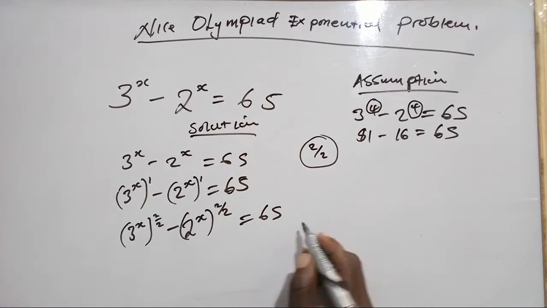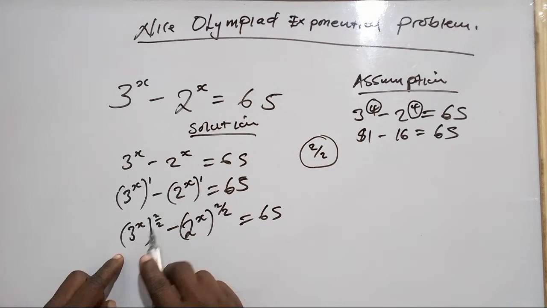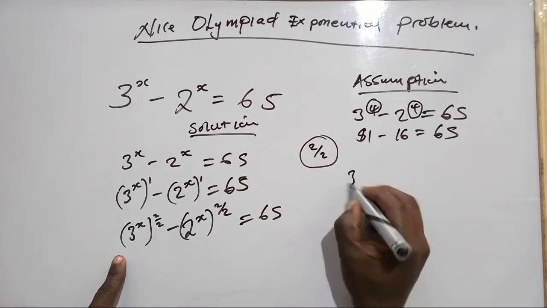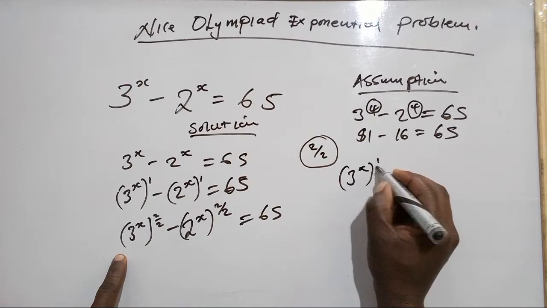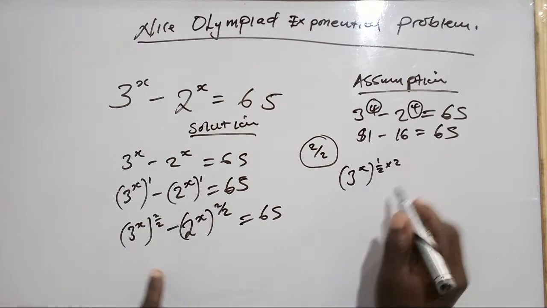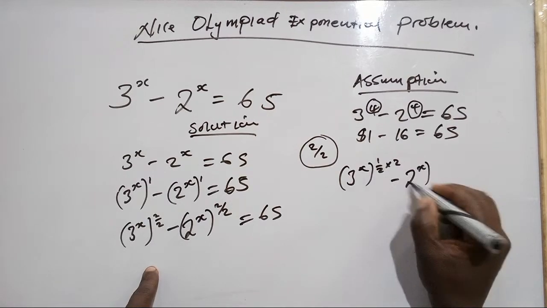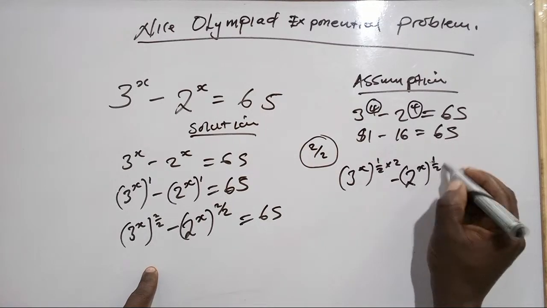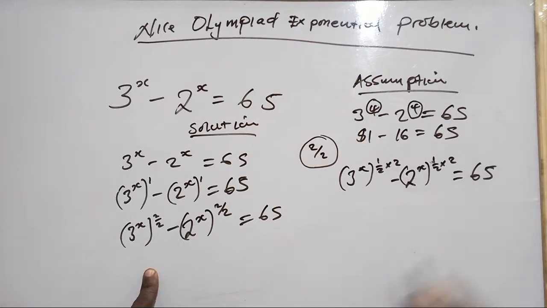Then here, 3 to the power x to the power 2 over 2, we can take it as 3 power x power 1 over 2 multiplied by 2, because 1 over 2 multiplied by 2 is the same as 2 over 2, right? And minus, we can do the same even here, 2 to the power x power half multiplied by 2, which should equal 65, right?